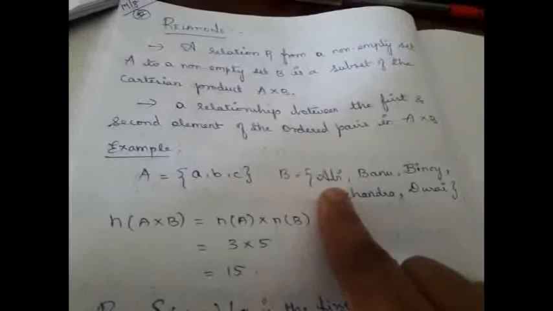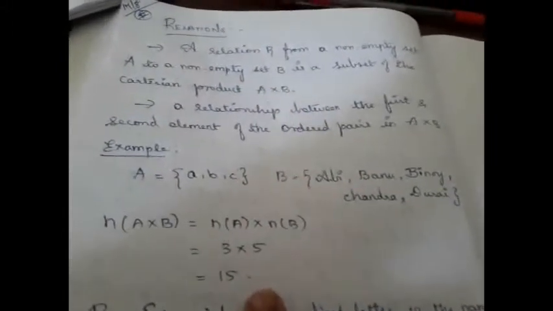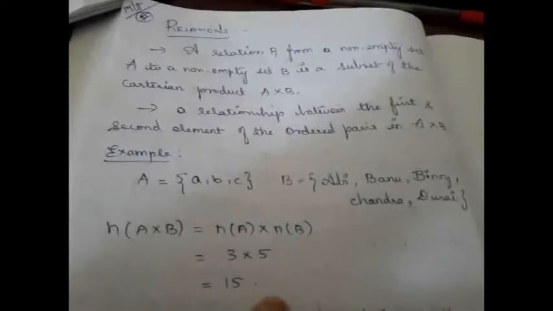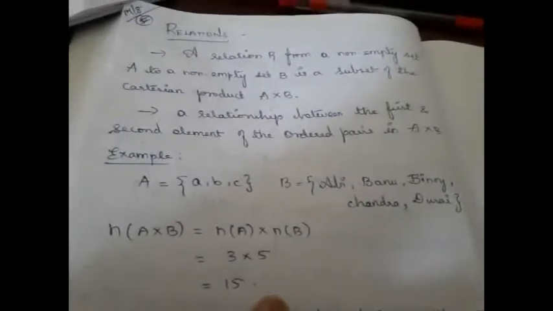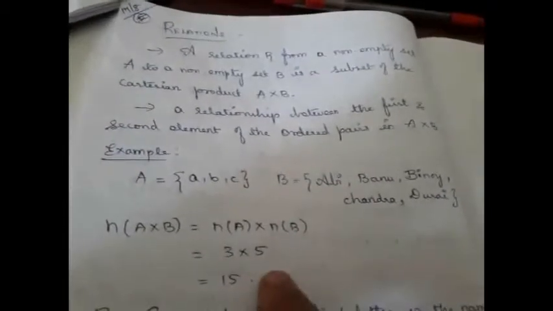And we know how to find the number of elements. The number of elements is the number of elements in the first set multiplied by the number of elements in the second set. So 3 into 5 we will get 15 elements. So totally, if we find the Cartesian product of these two sets, we will get 15 elements. So what are we going to do? We are going to extract one subset from this Cartesian product by defining a relationship between this set and this set. That's why it is called a relation, right?